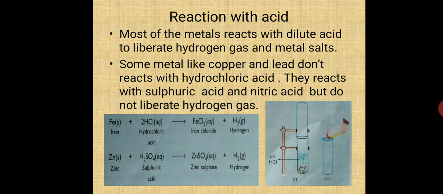Some metals like copper and lead do not react with hydrochloric acid. They react with sulfuric acid and nitric acid, but they do not liberate hydrogen gas. See, my dear students, how will you find that hydrogen gas is being liberated? How will you check?